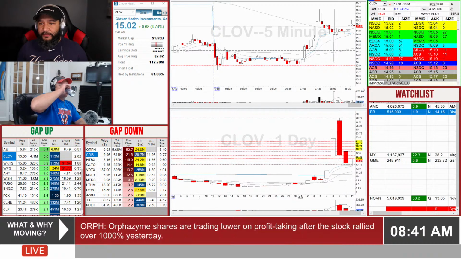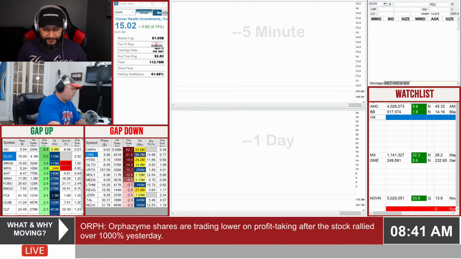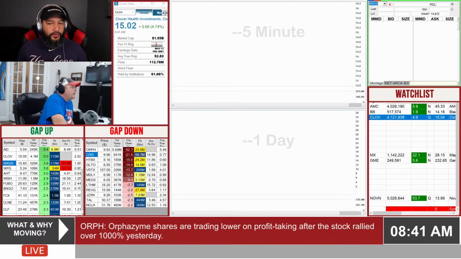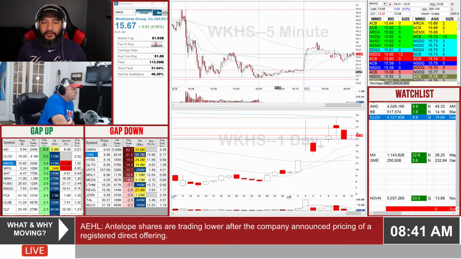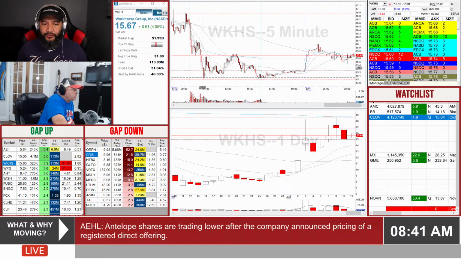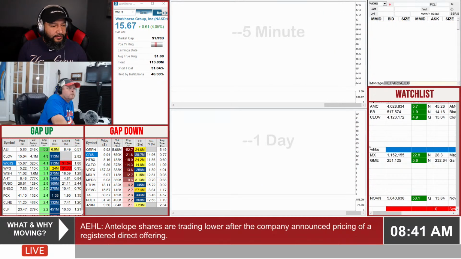CLV was hot yesterday. We can definitely watch this one today. Also up 5%, 4.1. This is definitely a good one. Let's throw that on there. Workhorse. I didn't have it on my list yet. I think we had it as a possible. It was okay. Nice little drop here. Well, almost everything else dropped a little bit hard yesterday. Maybe a good possible for today as well.